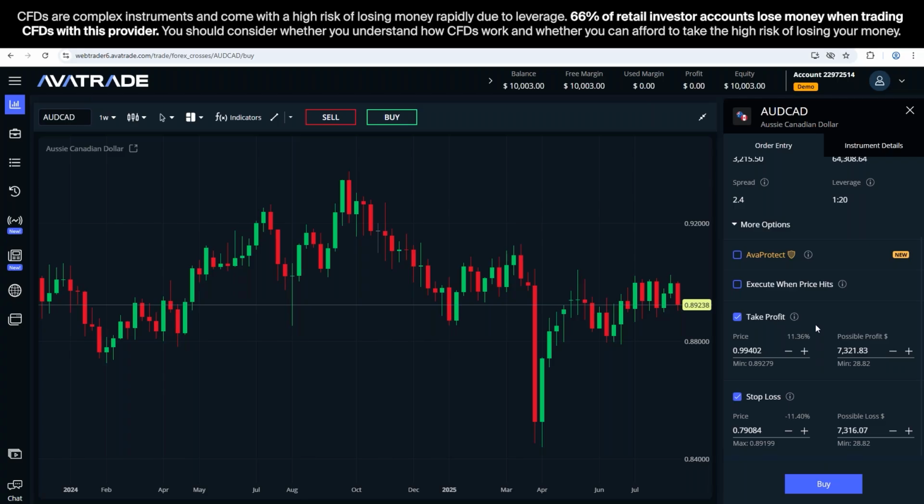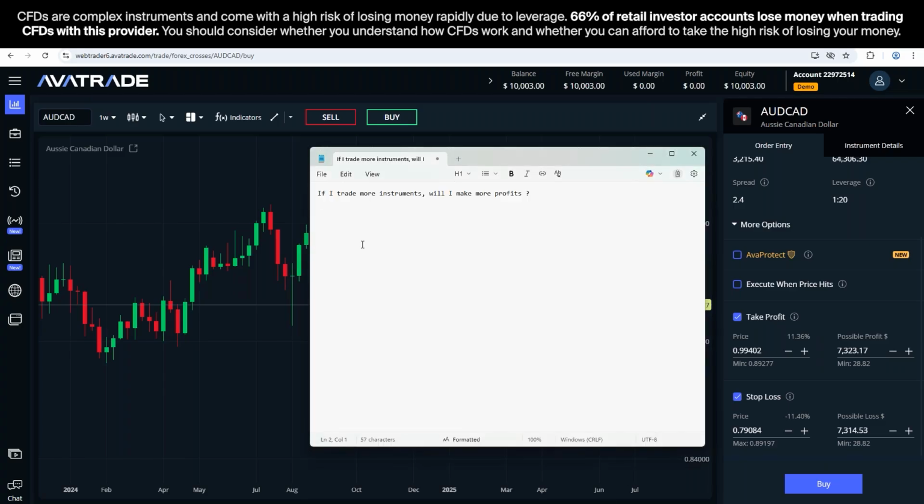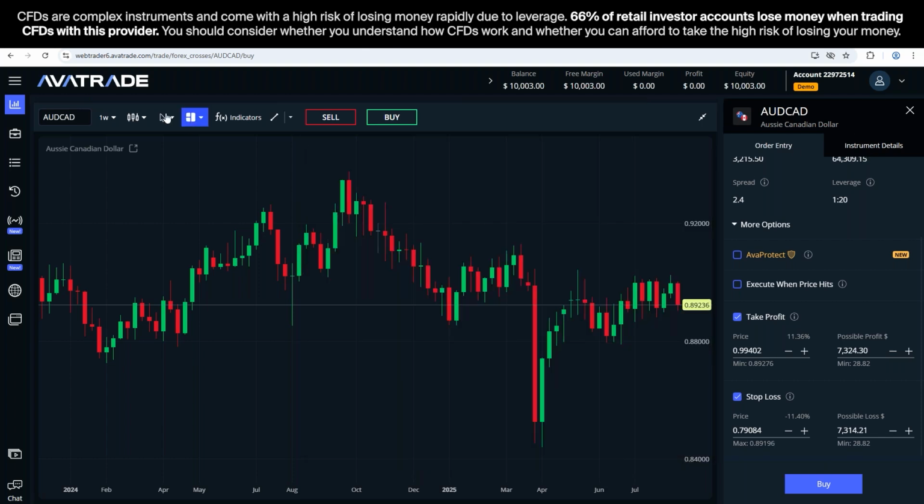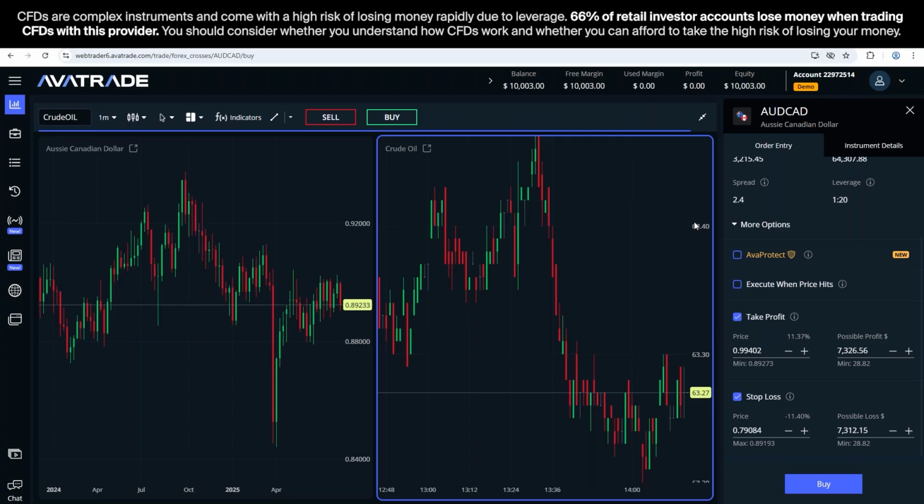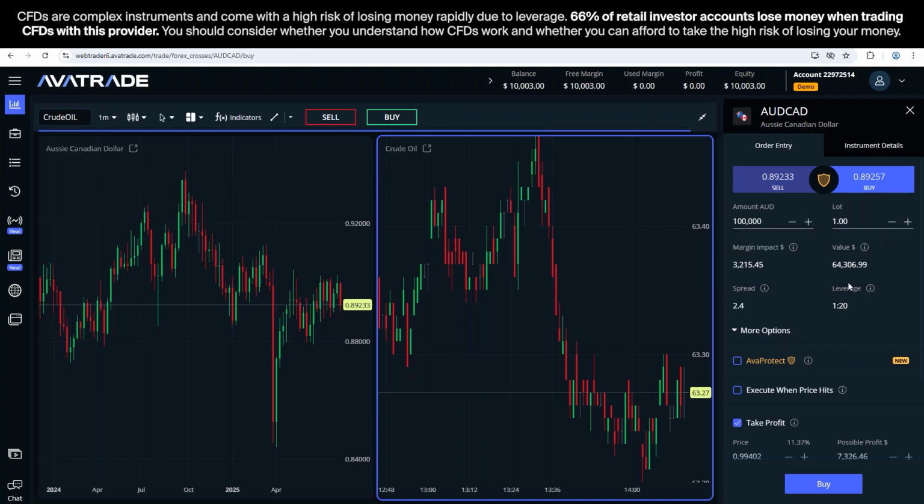But if we look in here and understand the question, more profits, does that mean more instruments? Does this mean more profits? The answer is no. If, for instance, I take the position like this with Aussie, and maybe add another one. Yeah, let's say oil. We have one position with the Aussie Canadian dollar and one position with oil. As we can see, the potential profit and loss here is 7.3 and 7.31 maybe. The margin requirement for this position is $3,200.